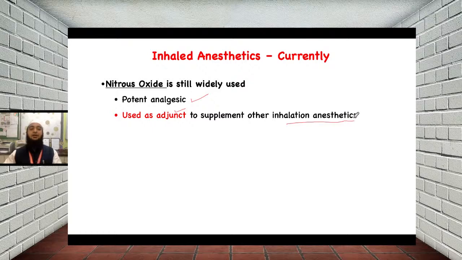Like the example of desflurane just now. Desflurane's problem is with induction: it has a pungent smell and produces laryngeal spasm and other problems. Due to the increase in tachycardia, you also cannot give a very high dose of desflurane. In that case, you can give nitrous oxide as an adjunct along with desflurane. This is just one example. Likewise, you can use nitrous oxide in combination with many drugs to compensate for one or more of their disadvantages. This is a very interesting role of the inhalation anesthetics currently in use.